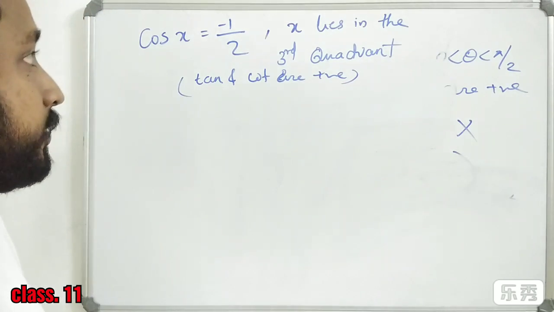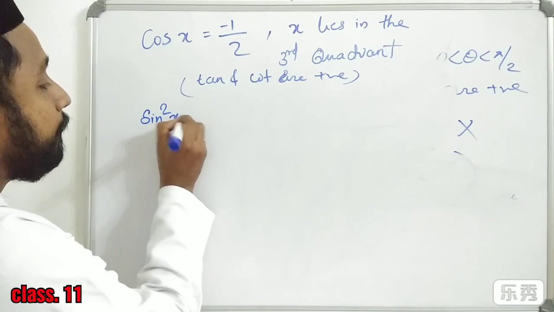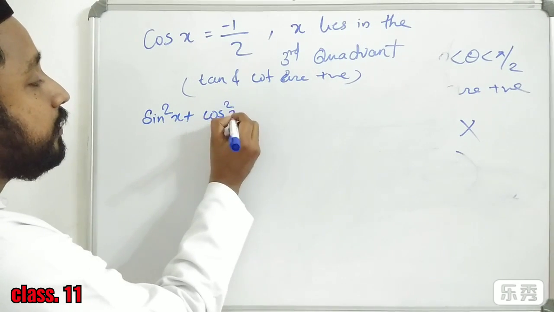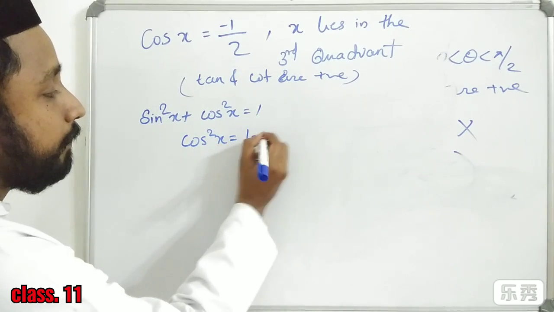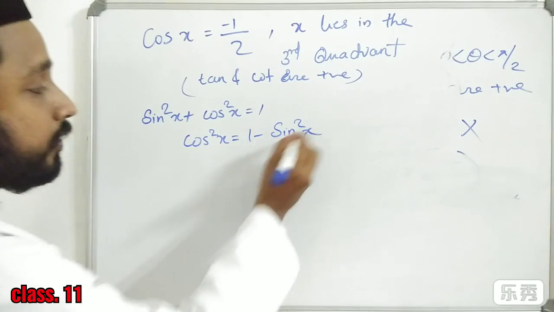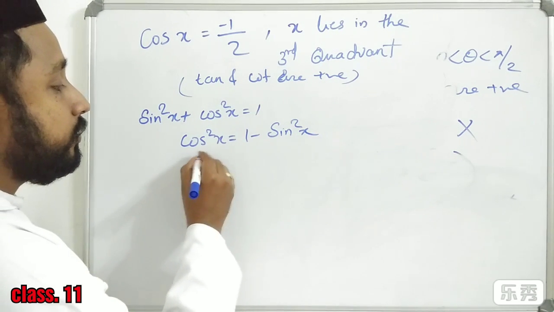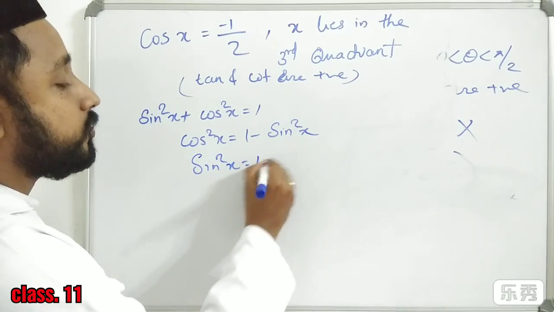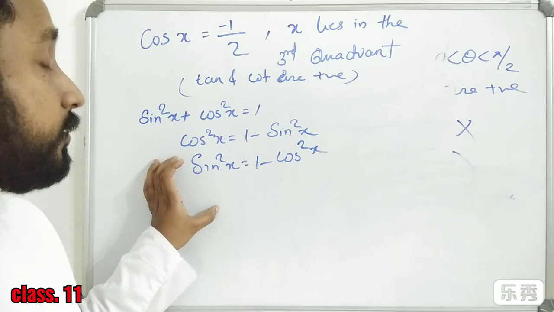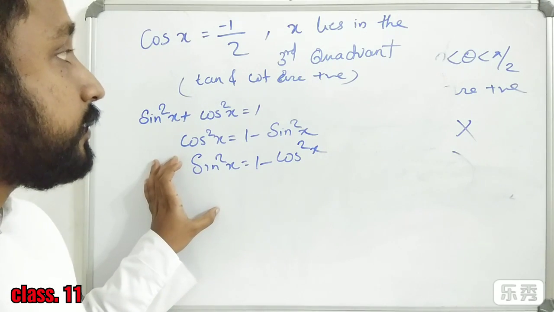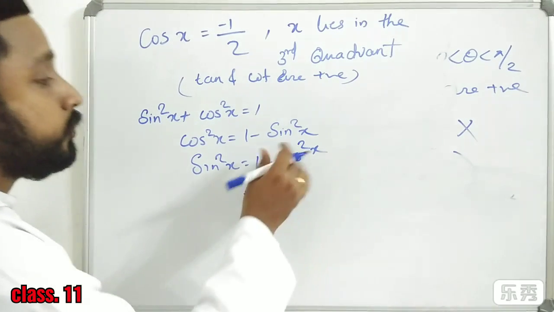Cos x is equal to minus 1 by 2, which means we have sin square x plus cos square x equal to 1. Cos square x is equal to 1 minus sin square x, or sin square x is equal to 1 minus cos square x. We have to find sin x, cosec x, sec x, cot x and tan x. So sin square x is equal to 1 minus cos square x; substitute the value of cos x.